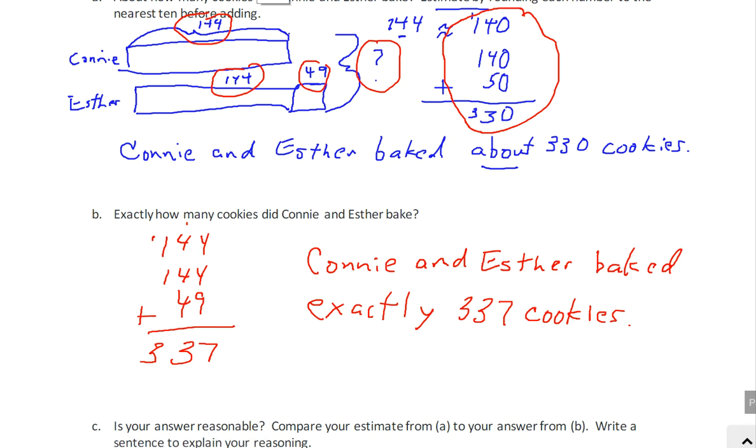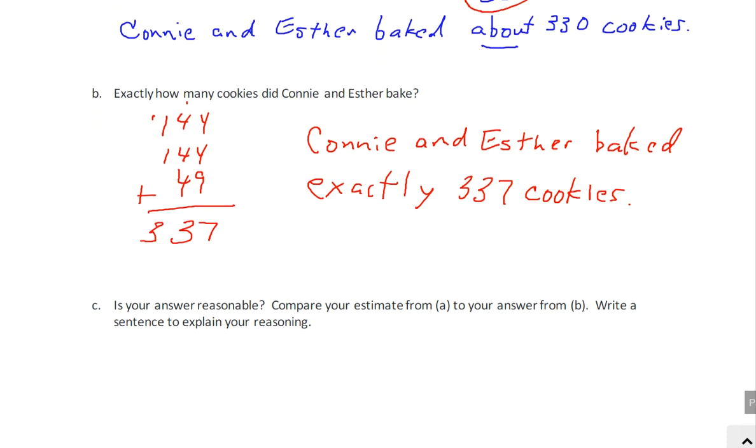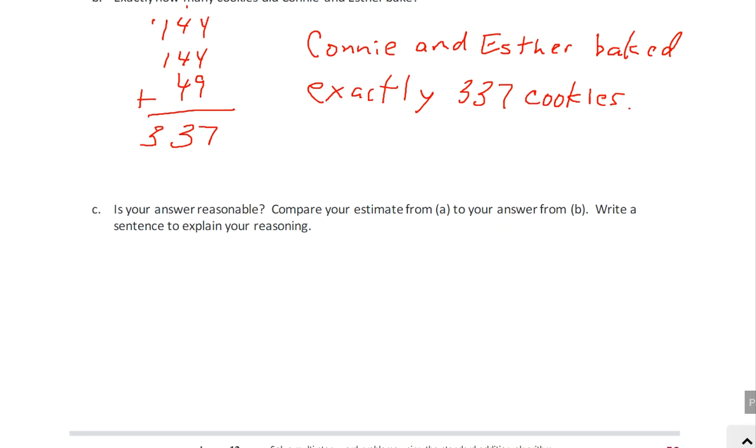Now, there's only one other little thing we have to do, and that is, is this reasonable? Did our estimate make sense? That's all we have to do now, is the answer reasonable? Compare our estimate from A to B. So we're comparing our estimate to our exact answer and writing a sentence to explain. Well, my answer is reasonable.